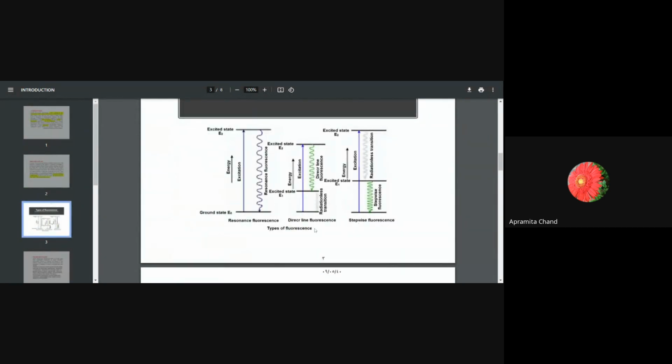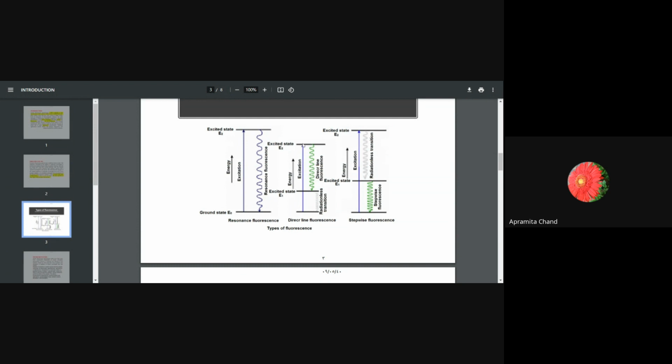We have all known about the Jablonski diagram. Here, this is a different kind of fluorescence that we are seeing, with the same kind of principle though. Resonance fluorescence, direct line fluorescence, and stepwise fluorescence. Resonance is like it got excited and then it came back to the ground state. It is a very direct kind of resonance.